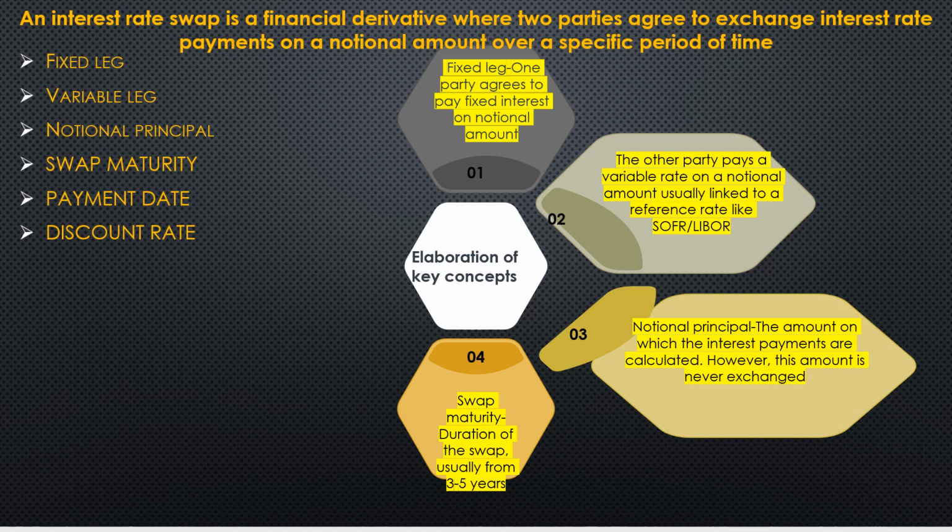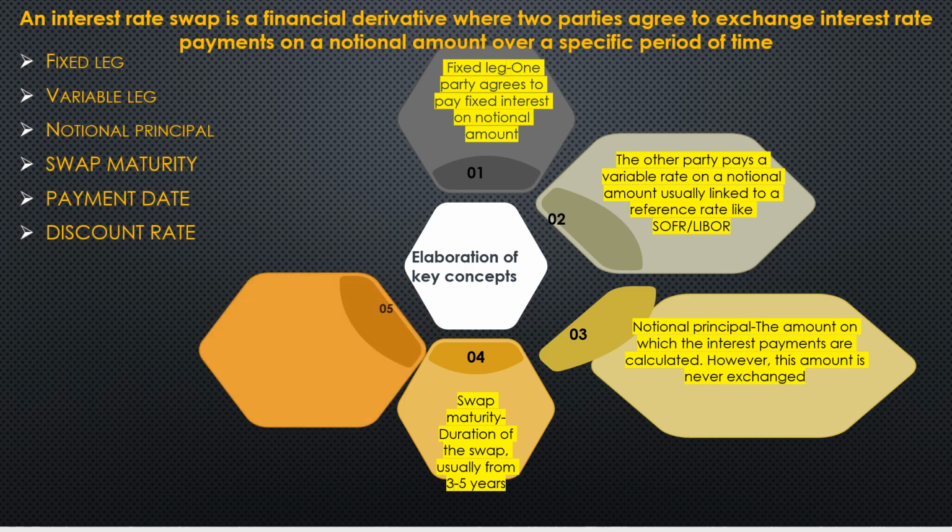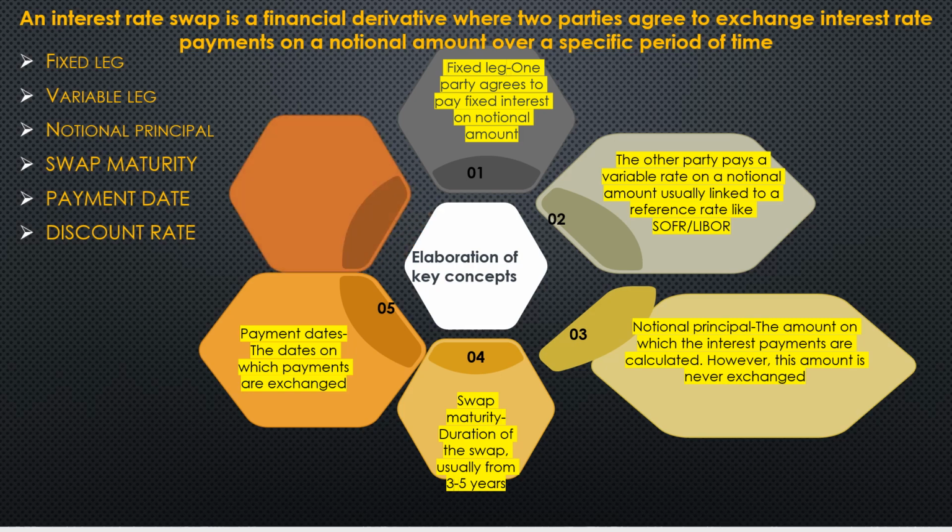Swap maturity: the duration of the swap is usually from 3 to 5 years. Payment dates: the dates on which payments are exchanged. Discount rate: the interest rate used to discount future cash flows to present value.